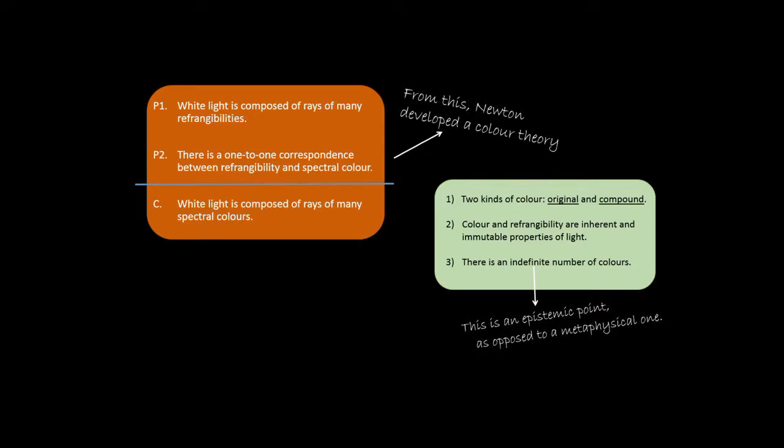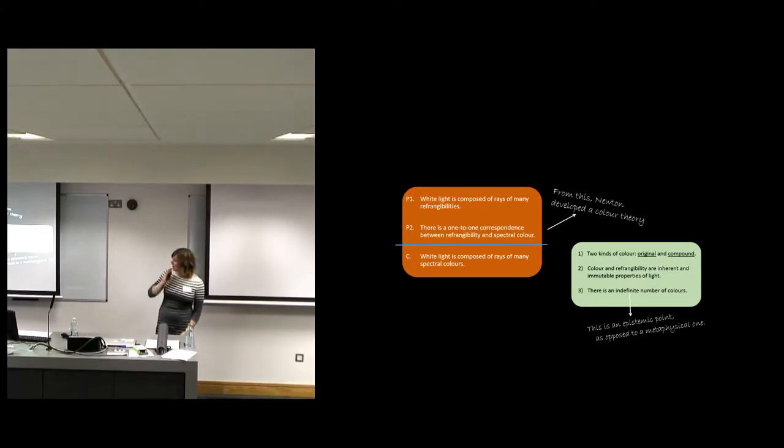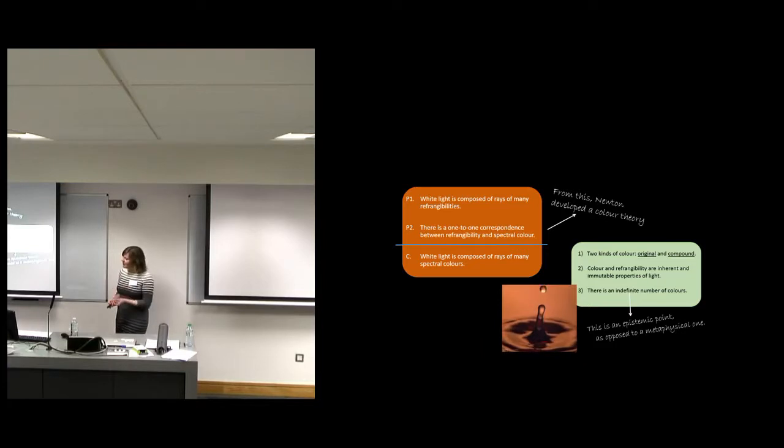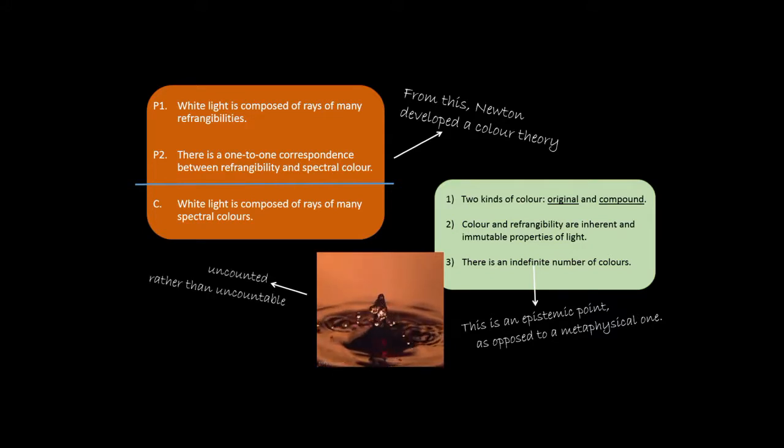Okay, and then the third thing is that he argues repeatedly that there's an indefinite number of colors. To be very clear here, he's making an epistemic point rather than a metaphysical one. He thinks that it's indefinite in that they're uncounted. There's an uncounted number of colors. And the reason he thinks this is because he's thinking about light as being, I don't want to say the word corpuscular, he's thinking about light being a substance, though. He thinks about rays as being divisible things. And so in principle, you should be able to count the number of colors. So it's uncounted rather than uncountable, is the way he puts it.